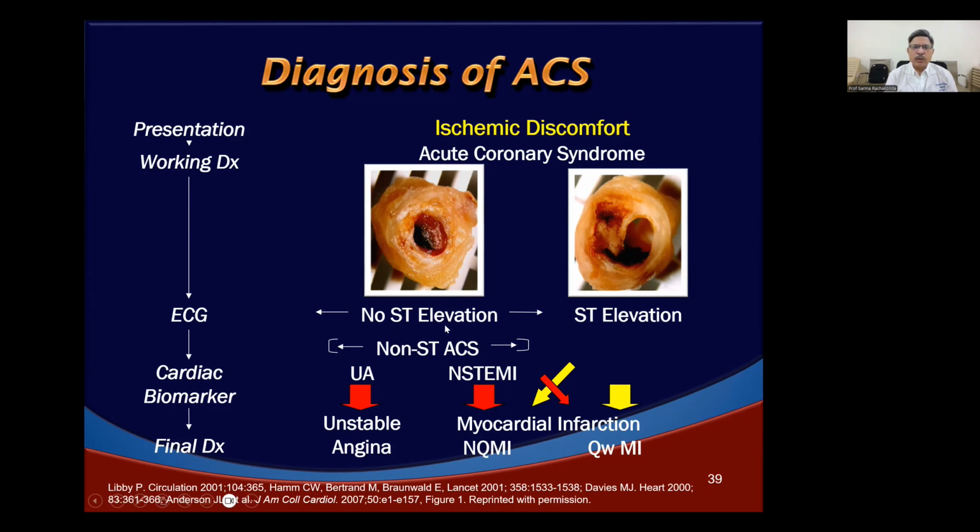Okay. When there is no ST elevation, then you have to do a biomarker, cardiac marker, troponin. If the troponin is normal, then it's unstable angina. If troponin is elevated, it is NSTEMI. Okay. Unstable angina treatment is different, NSTEMI treatment is different, and STEMI treatment is different. That is why we are required to know the difference.